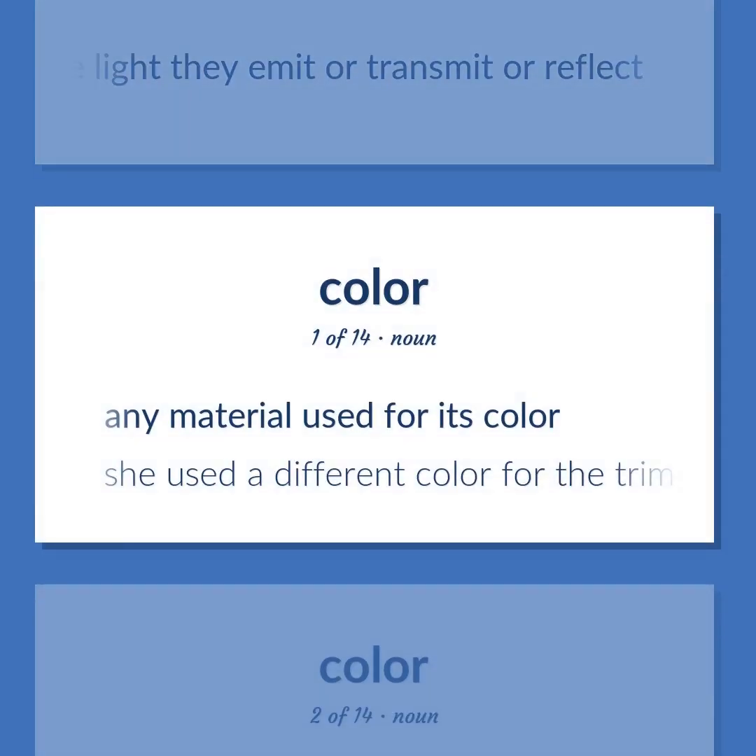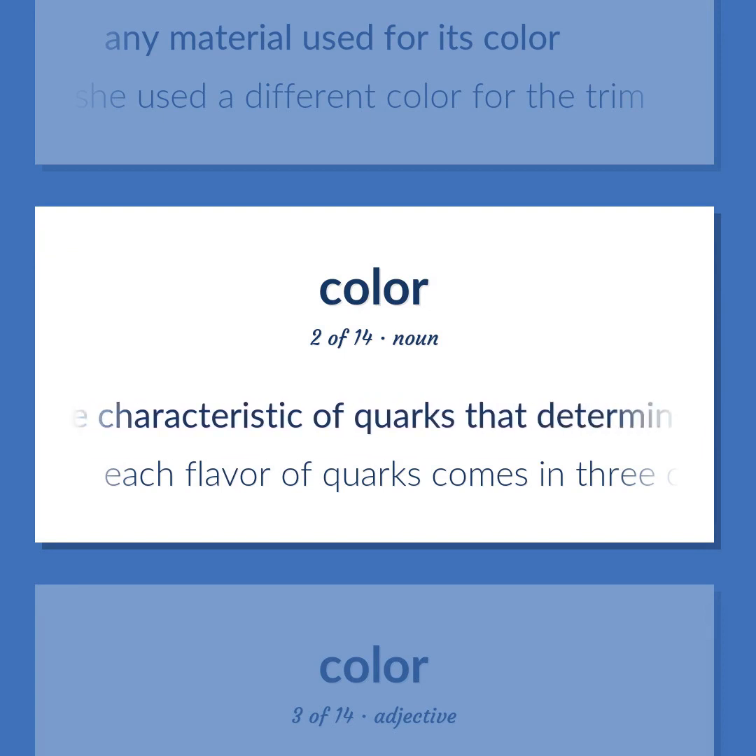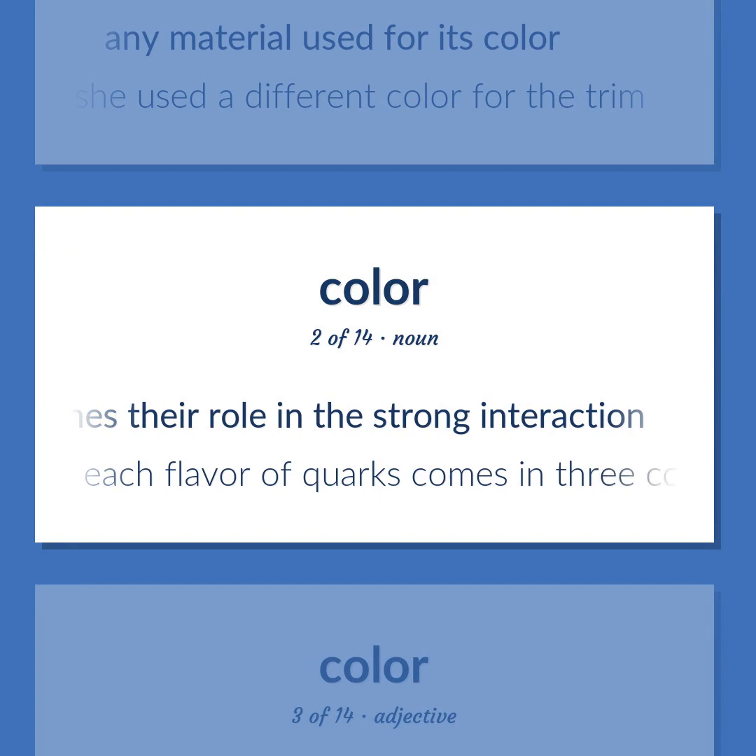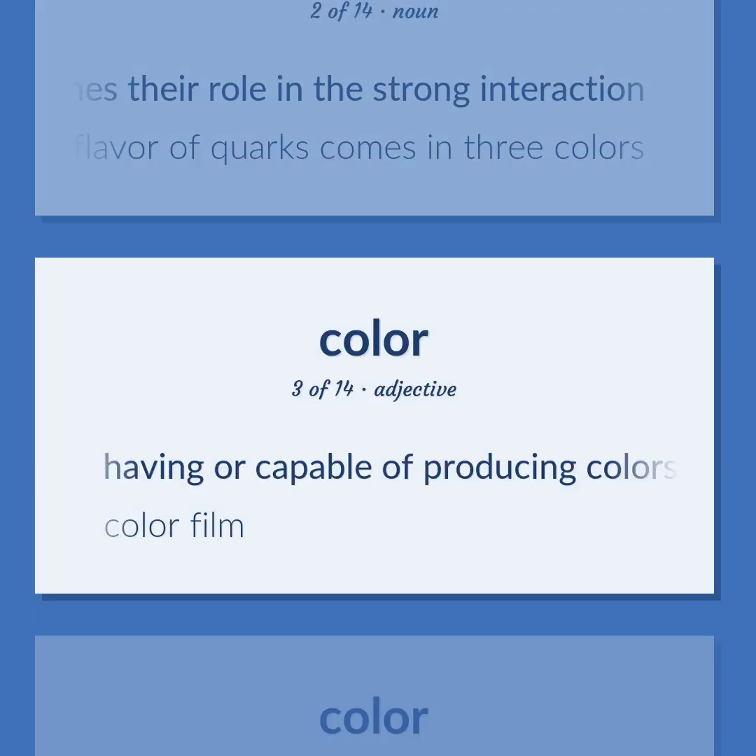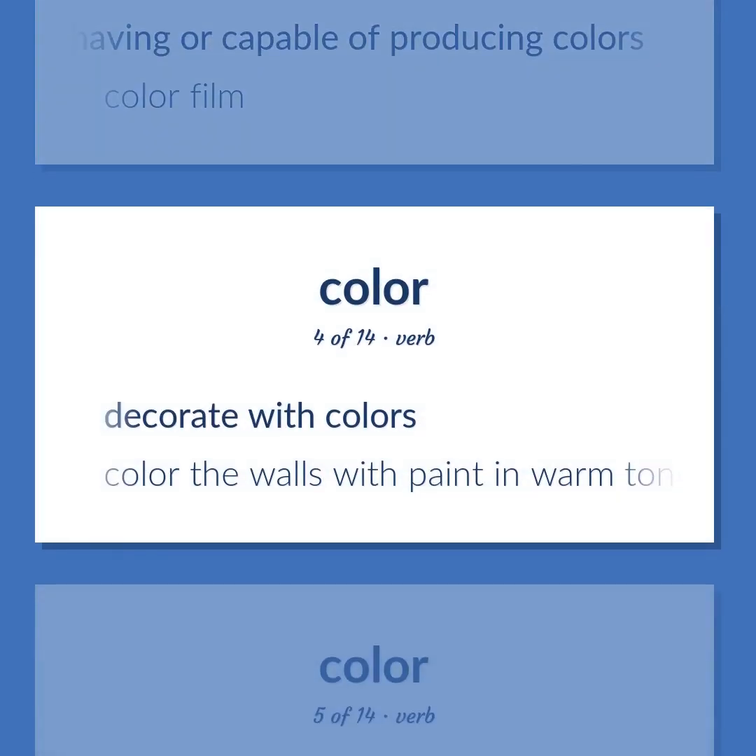Any material used for its color. She used a different color for the trim. Physics, the characteristic of quarks that determines their role in the strong interaction. Each flavor of quarks comes in 3 colors. Having or capable of producing colors. Color film. Decorate with colors. Color the walls with paint in warm tones.